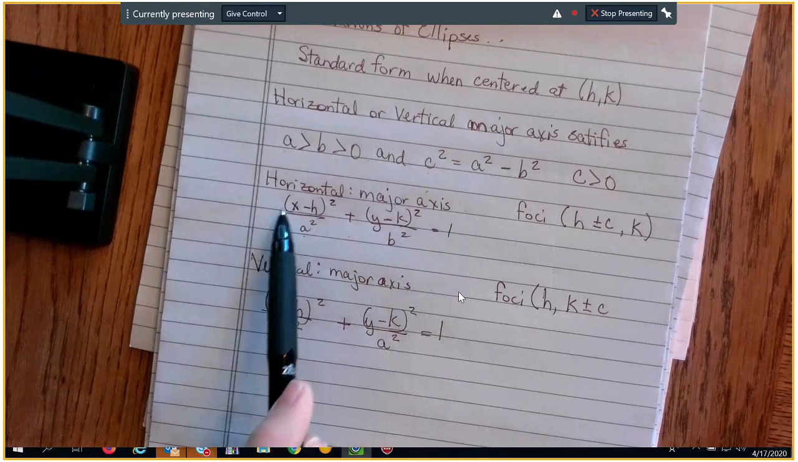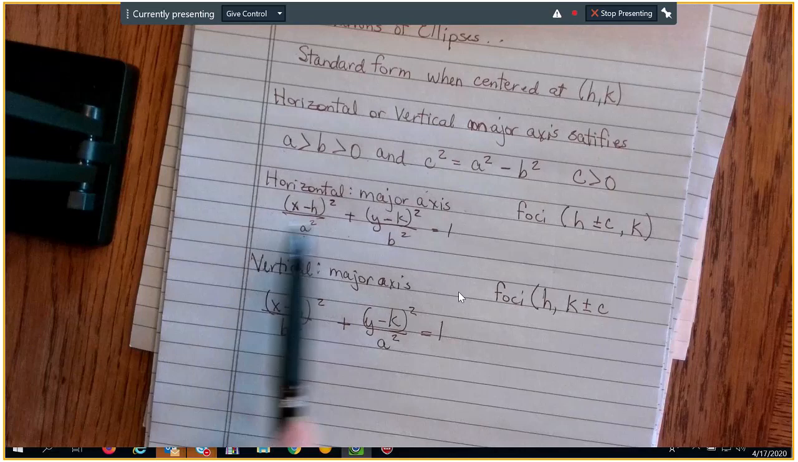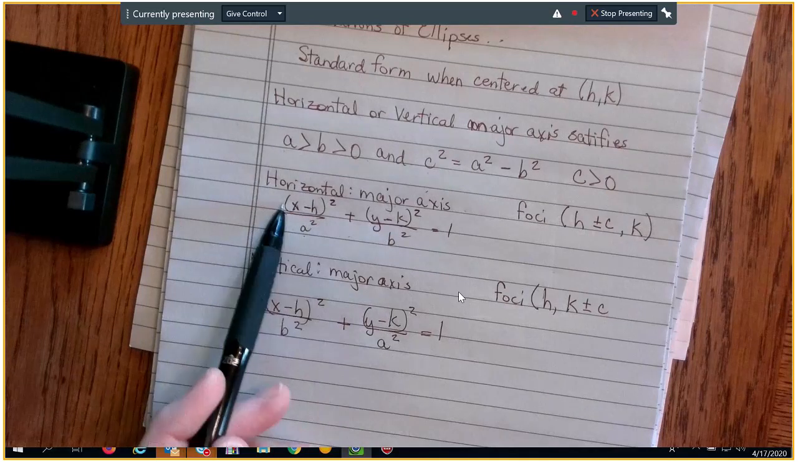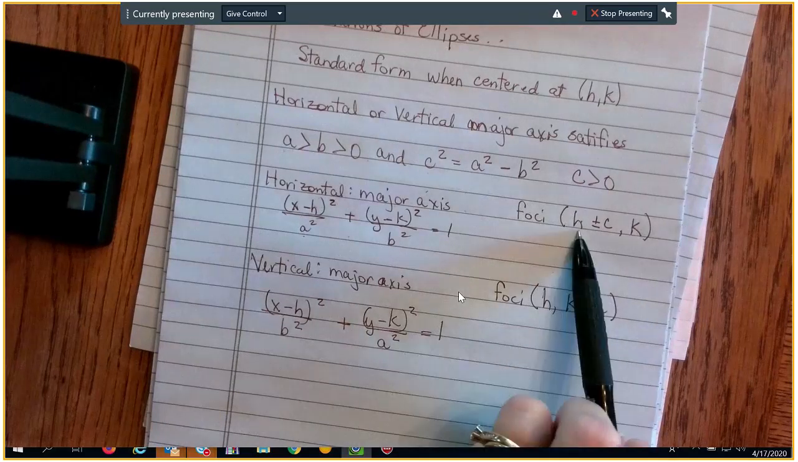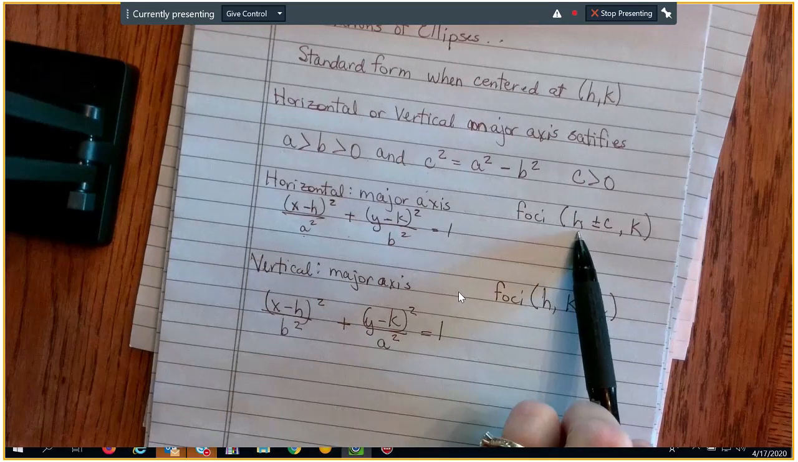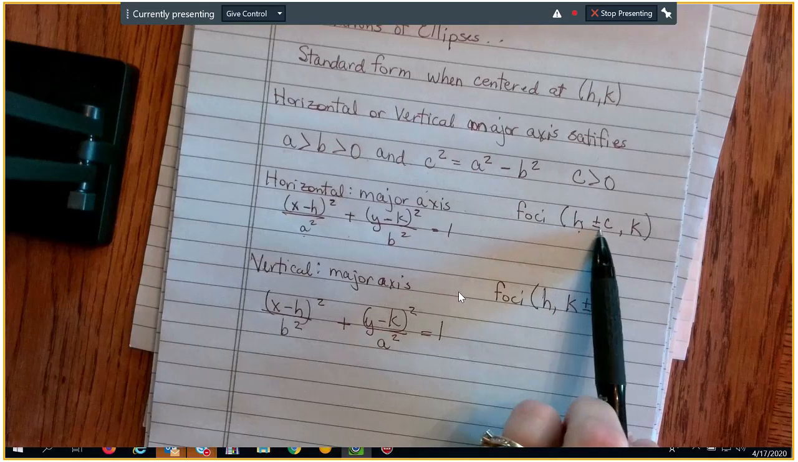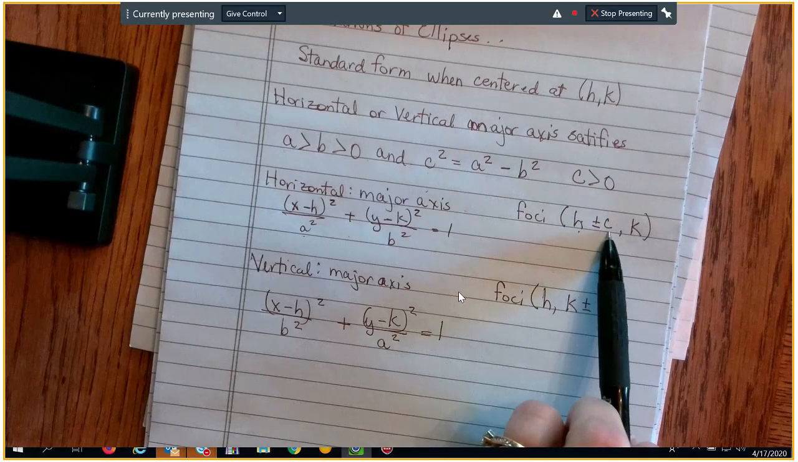Now, when the horizontal axis is our major axis, it's going to be (x minus h) squared all over a squared plus (y minus k) squared all over b squared, and all of that's going to equal 1. Now, if you'll notice here, the foci are going to be whatever your h value is plus or minus what our c value is, and that's going to be all over k.